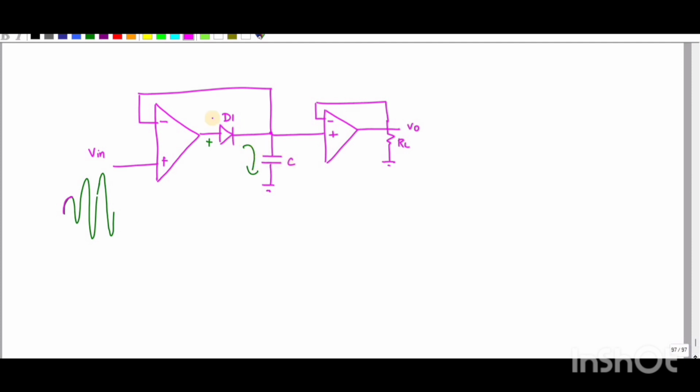So you can see, if this is charged to VP, the maximum value, that is VP now, what will happen? This value only is obtained here.